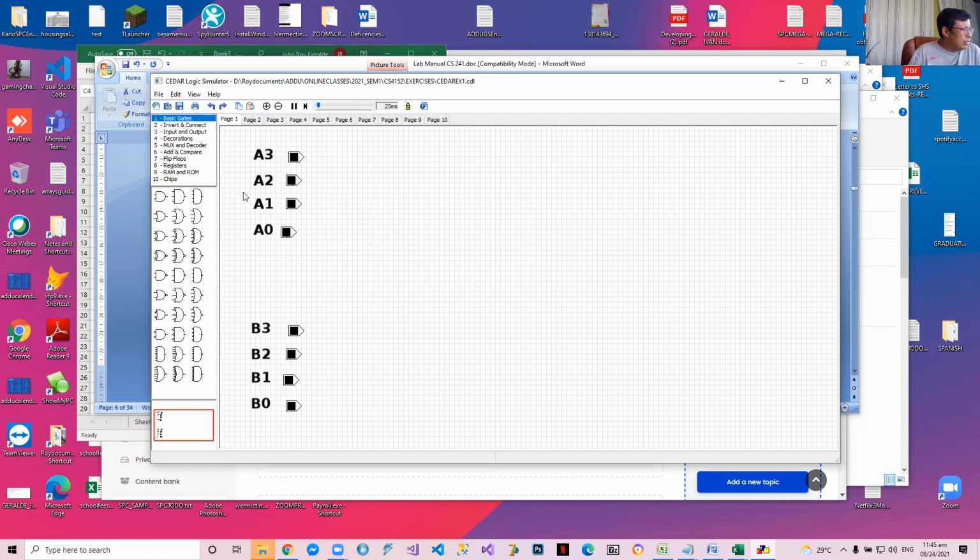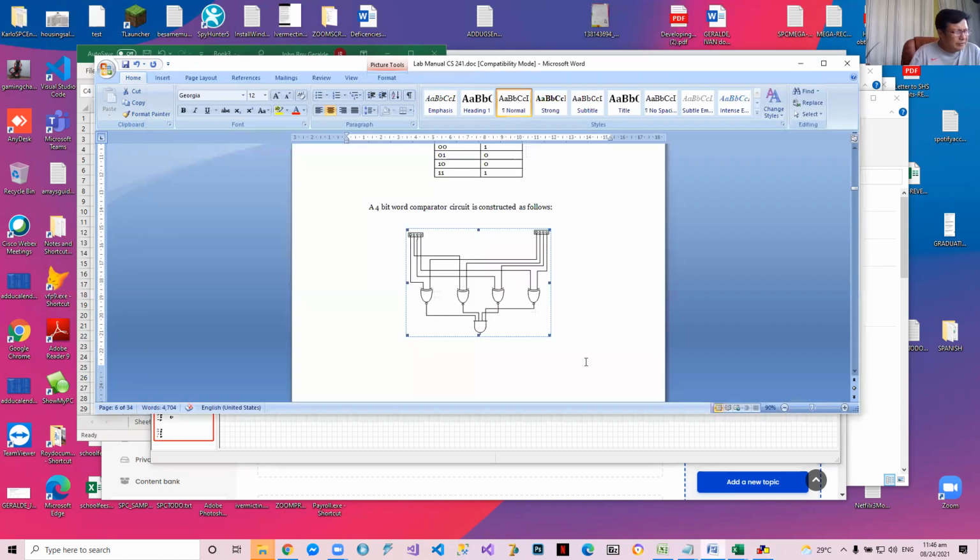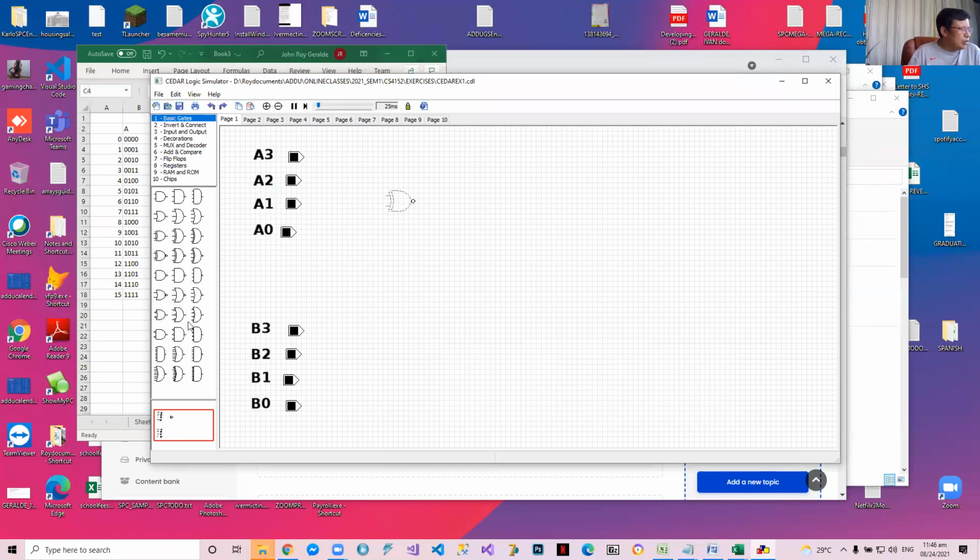Here. We need an XNOR. This is an XNOR gate. Do we have an XNOR? Here. Do you follow? Because an XNOR is a word comparator. Four XNOR gates, but we're just going horizontal. The actual figure written on the experiment is vertical, but they're just the same.